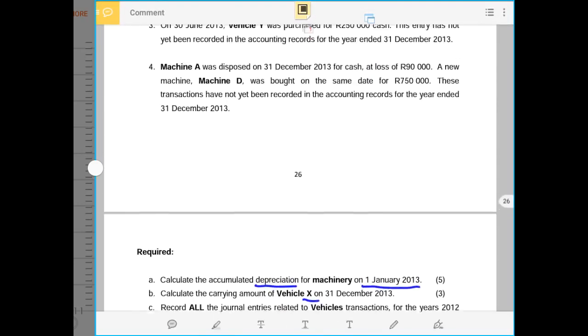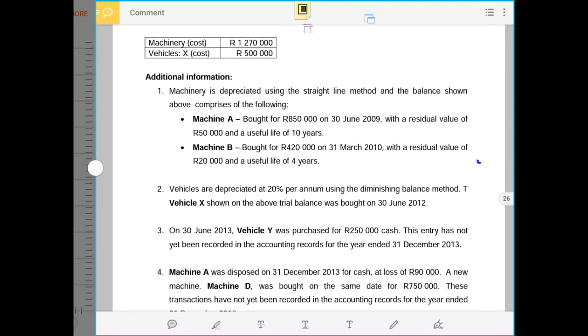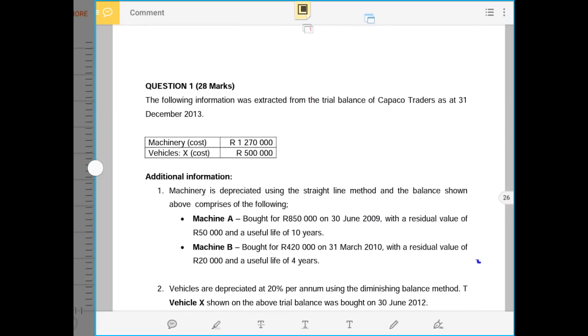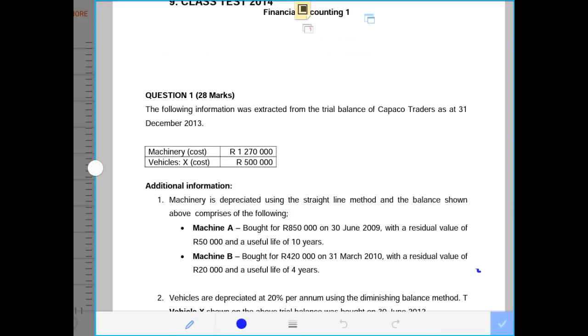So now my main focus is on the machine that was disposed, as I will be reading throughout the information that is provided to us. Question one says the following information was extracted from the trial balance of Carpaco Traders at 31st of December in the year 2013. Then we are given the extract from the trial balance, which is the machinery at cost price, and the total is 1,270,000. And we are given vehicles X at the cost of 500,000.